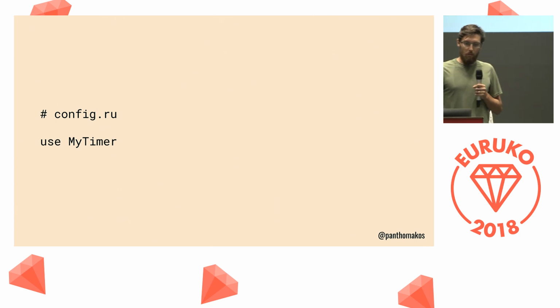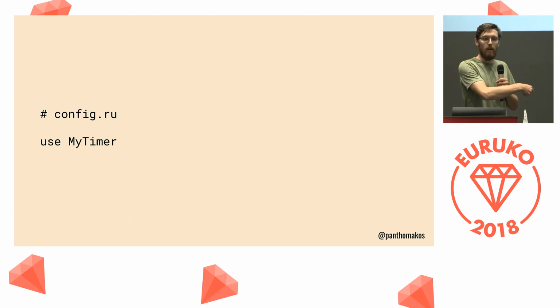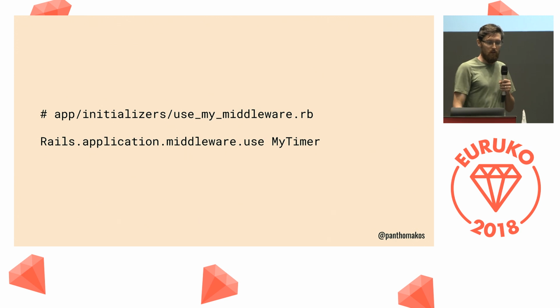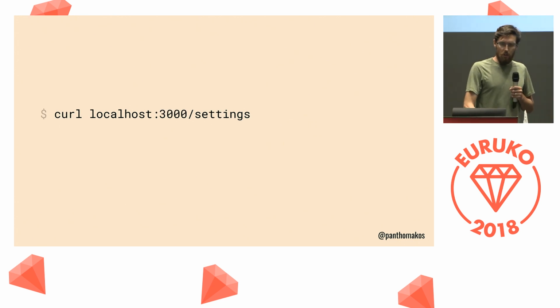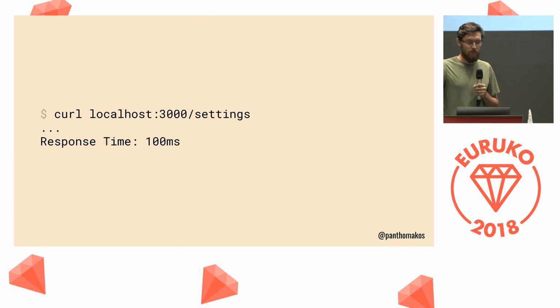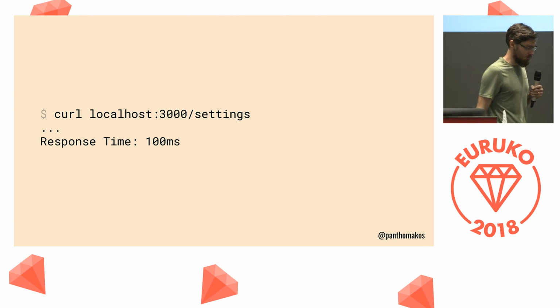So the way I would use this is I'd go into a config.ru file, and I'd say use my timer. If I was in Rails, I'd use this longer syntax in an initializer. They do the same thing. So locally, I would curl this, and I'd get some standard output that says, okay, your request took 100 milliseconds, for example.